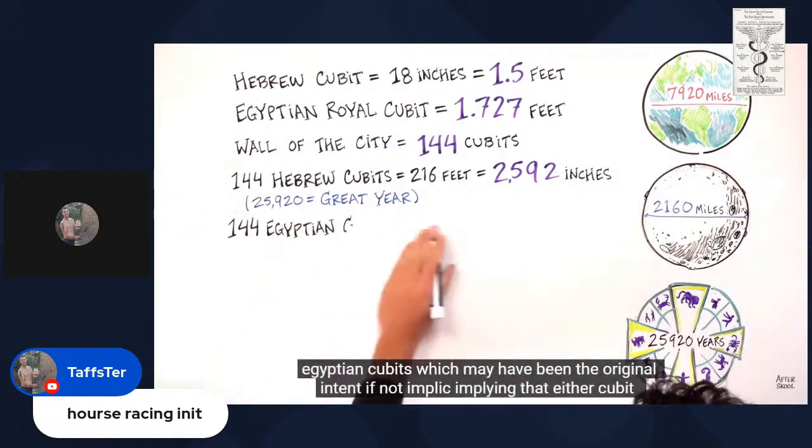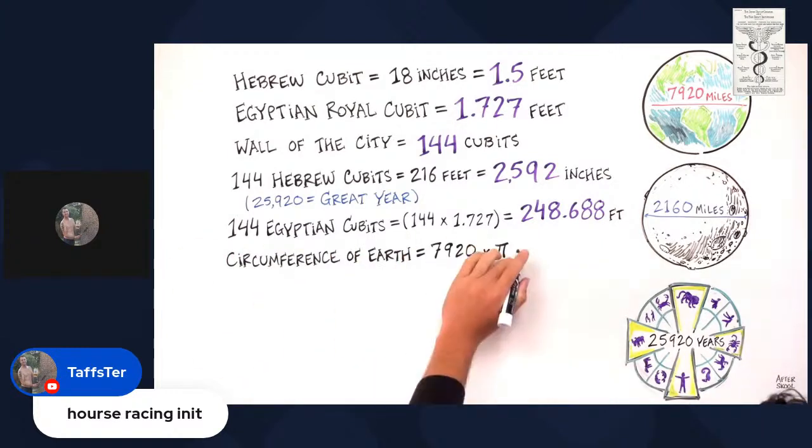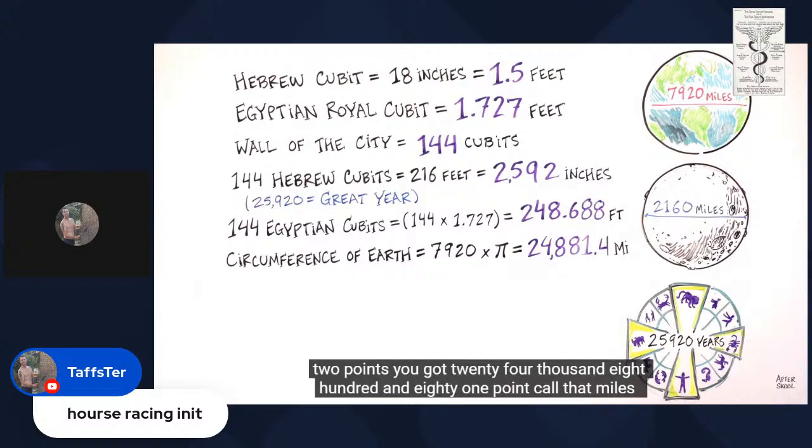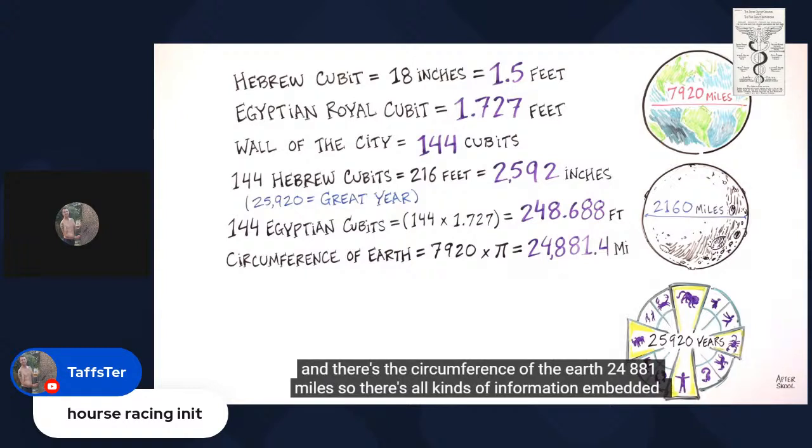If we express it instead in Egyptian cubits, which may have been the original intent, if not implying that either cubit was legitimate, 144 Egyptian royal cubits of 144 times 1.727 is 248.814. Move the decimal over 2 points. You got 24,881.4. Call that miles. And there's the circumference of the earth. 24,881 miles. So there's all kinds of information embedded in here, but you've got to have the key to begin to unlock it.